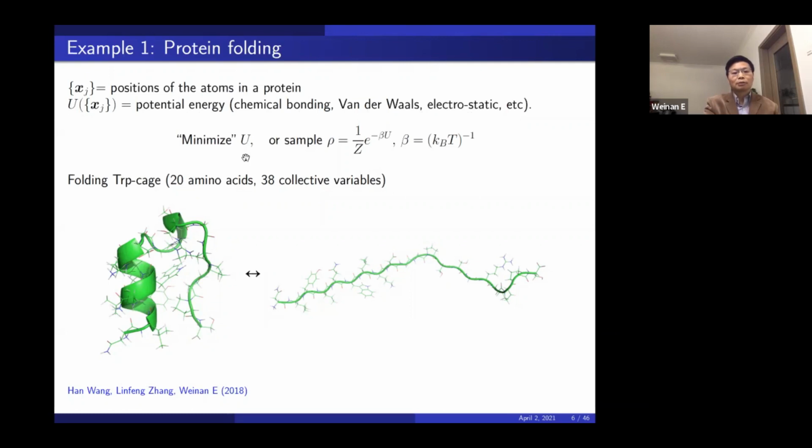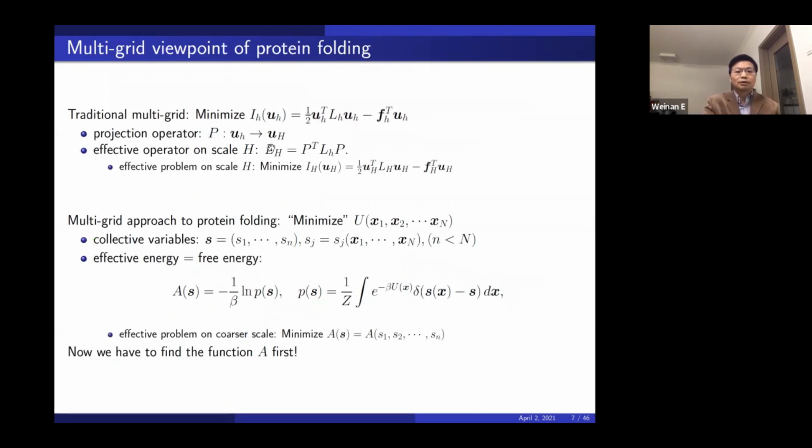Well, in reality, we don't minimize the function. We actually sample a probability distribution. But let's just think about minimizing this function. And as I said, we want to solve this using multigrid. So what is the usual multigrid? In the usual multigrid, we solve this quadratic minimization problem, where usually L_H is the discretization of some elliptic operator.